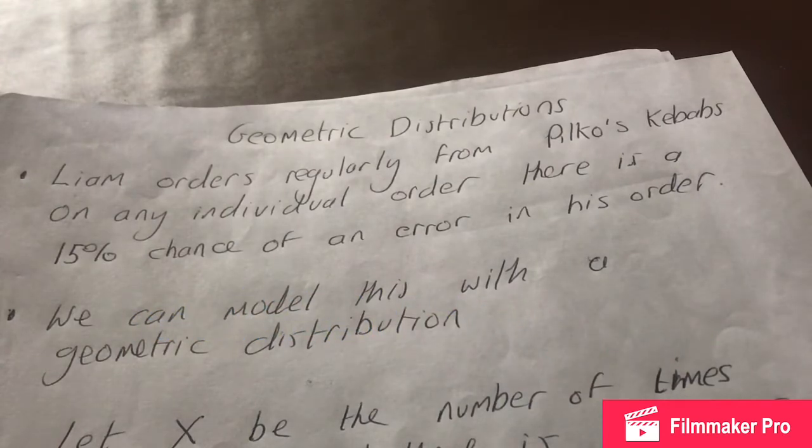I'm going to try and introduce this with a nice little example. So imagine Liam ordering regularly from Pilker's Kebabs. On any individual order there is a 15% chance of an error on his order. So any type of error, he could get the wrong sauce on the kebab.